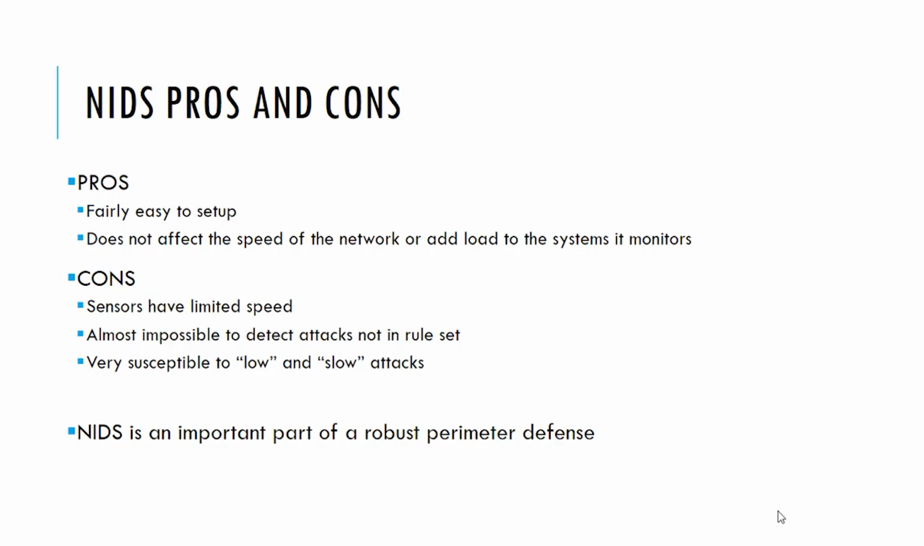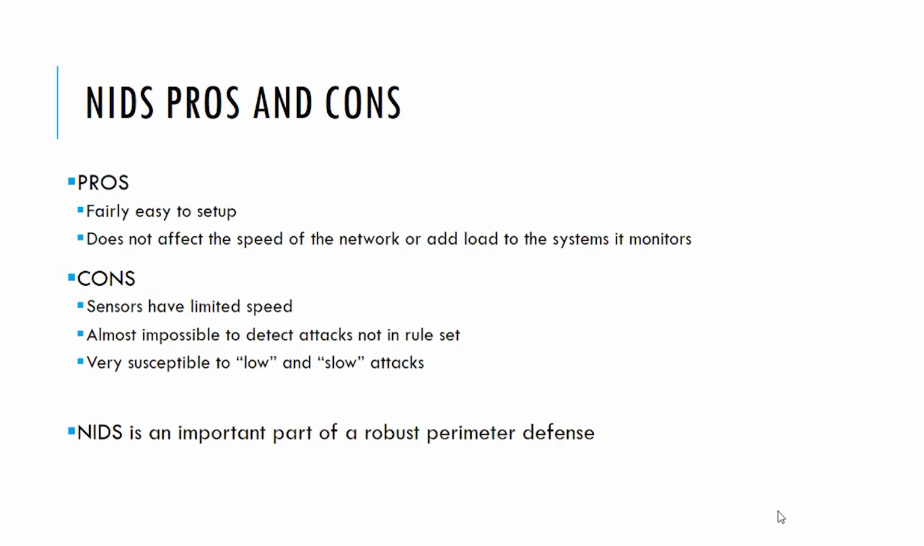The cons: sensors have limited speed. Sometimes sensors have limited speed, so they miss some packets and leave some traffic uninvestigated. It is almost impossible to detect attacks not in the rule set. If there is no rule to detect an attack, then the IDS will miss it, pass it, and not generate an alert for it. It is very susceptible to low and slow attacks. Whenever the attacker is slow and patient, the attack is more likely to succeed in bypassing the firewall, the IDS, the antivirus, and other defense appliances.